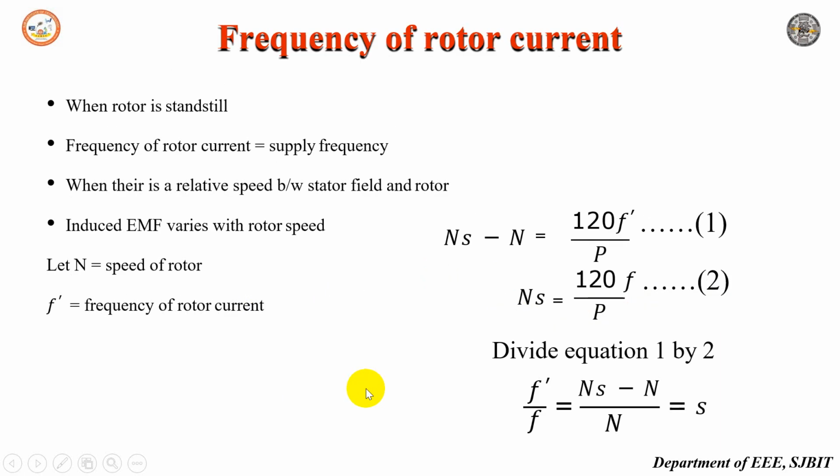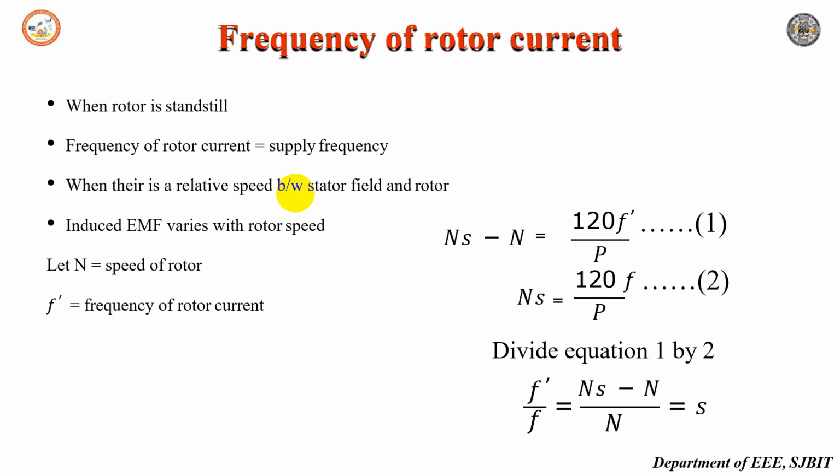When the rotor is at standstill, s is equal to 1. So the frequency of the rotor current will be equal to the supply frequency. That means when the motor is at rest, slip is 1, and the frequency of the rotor current will be equal to the frequency of the supply, that is 50 hertz. When there is a relative speed, a difference in speed, the rotor frequency will be very much less compared to the supply frequency.